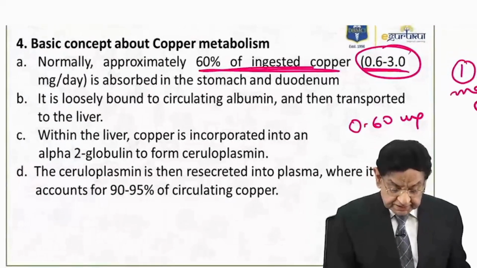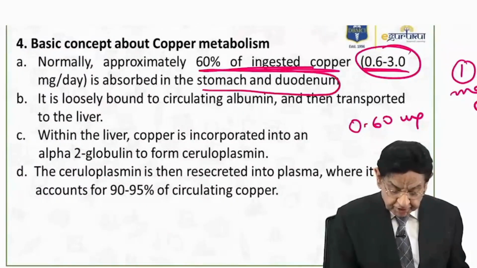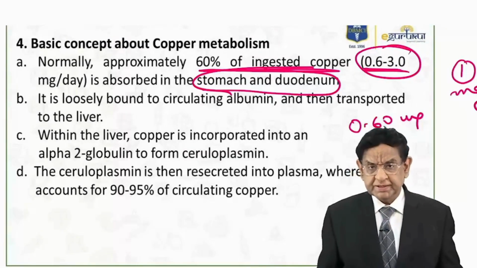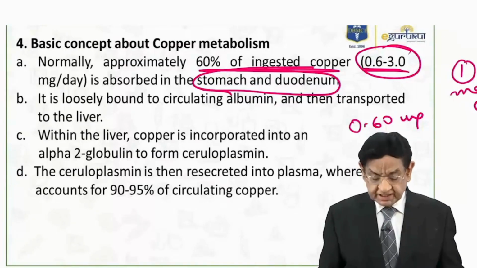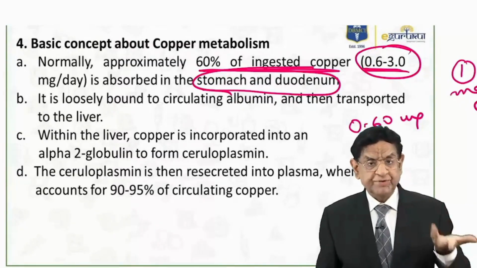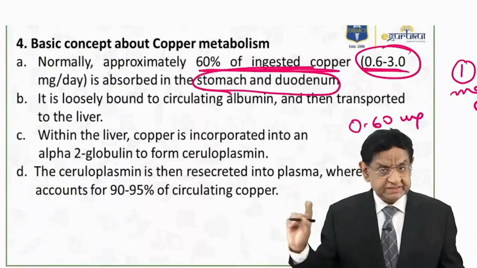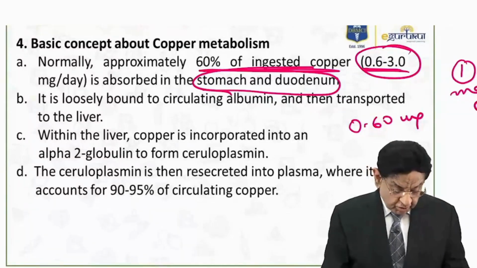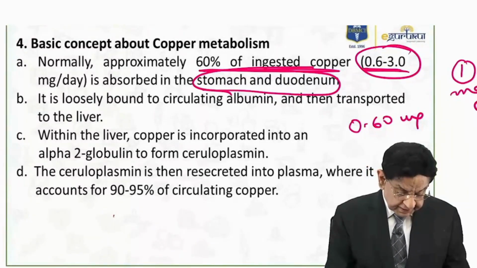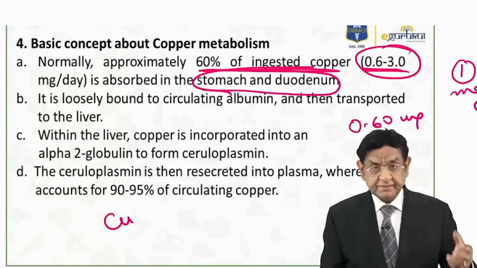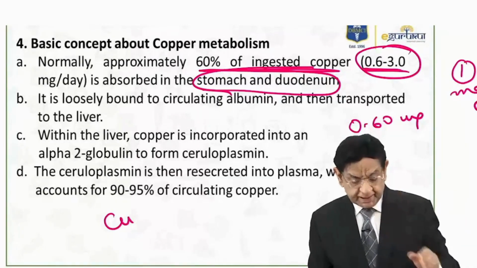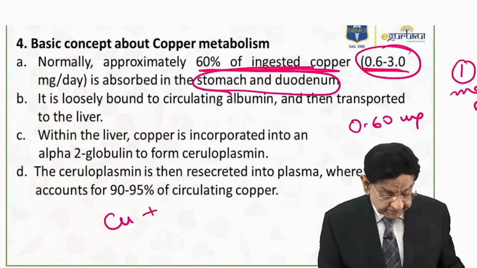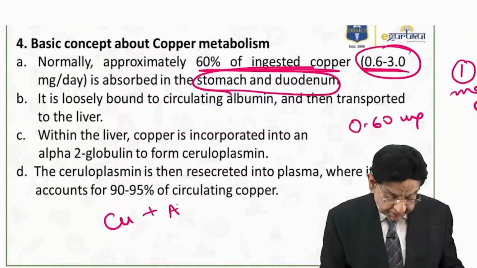This will be absorbed in the stomach and duodenum. Point to be noted, the site of copper absorption is the stomach and duodenum. That is more of an upper part, not the distal part of the ileum. Well, this copper is getting absorbed. It was in the lumen, it gets absorbed, and in the blood it is bound to albumin.